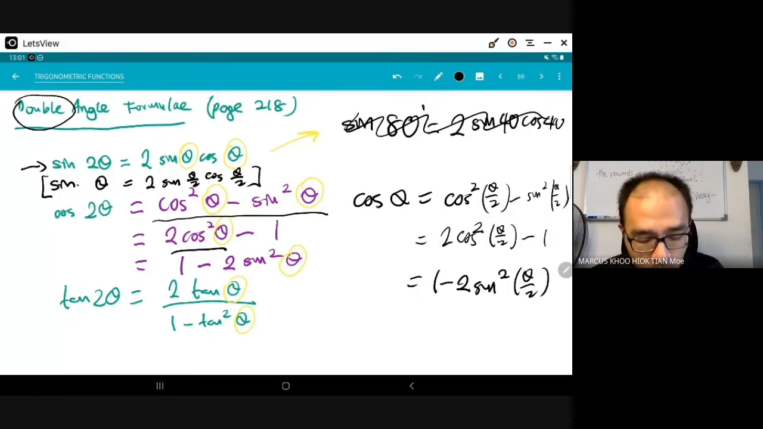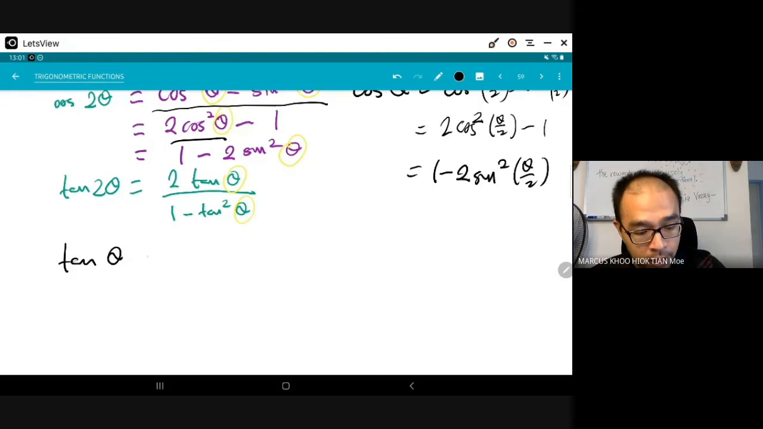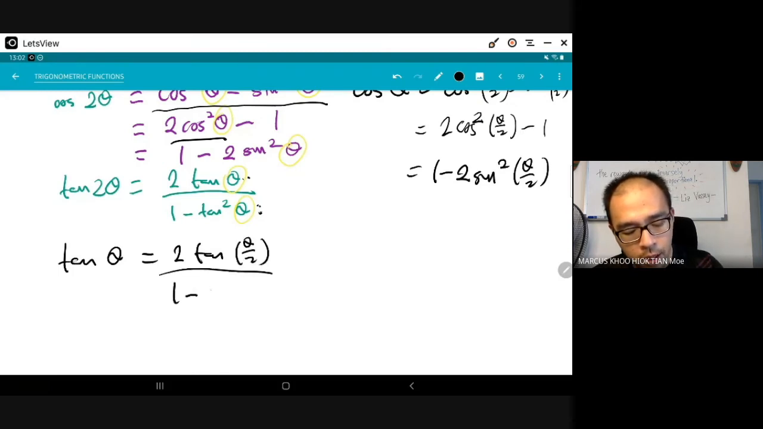Likewise, the tangent formula will also be able to give us a half angle. When we divide this by 2, this will become theta, so all the others will be divided by 2. So 2 tangent theta over 2, over 1 minus tangent squared theta over 2.